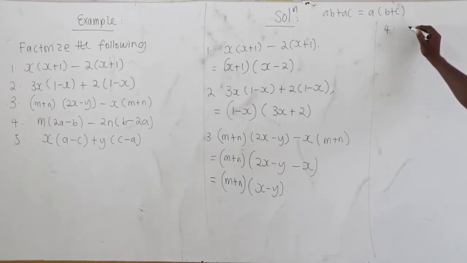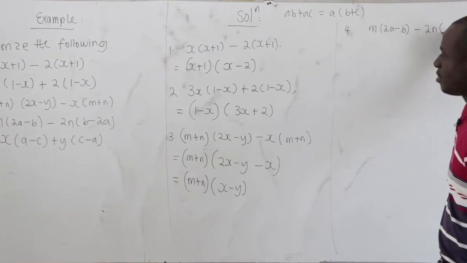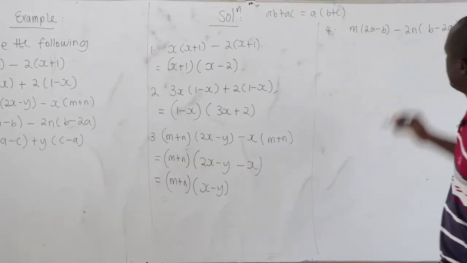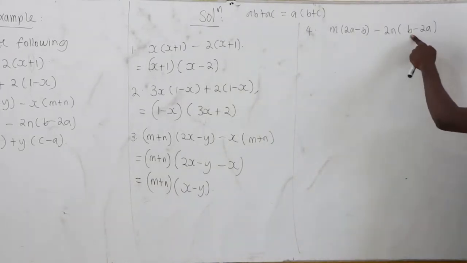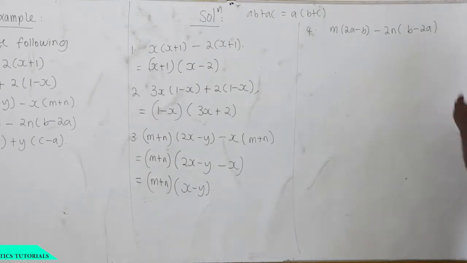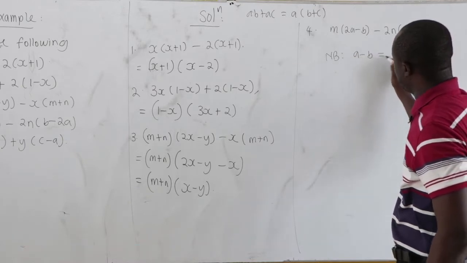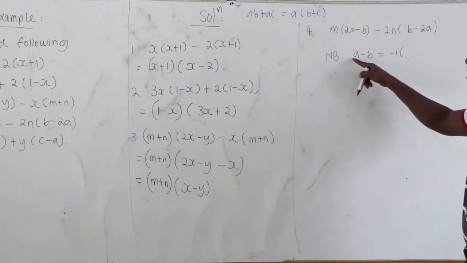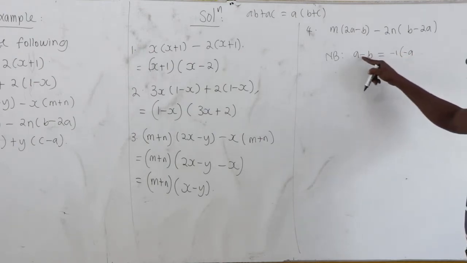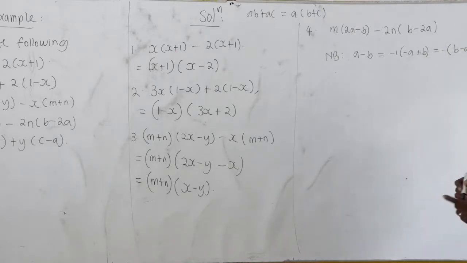The fourth question, we have m(2a minus b) minus 2n(b minus 2a). Now, let's see here. We have 2a minus b, but in this case, we have b minus 2a. Now let's note this. If we have a minus b, we can factorize negative out. So if you factor negative 1 out, you see the negative will not affect the a. So you have negative a, and then this becomes positive, so you have plus b, and we can express this as b minus a.